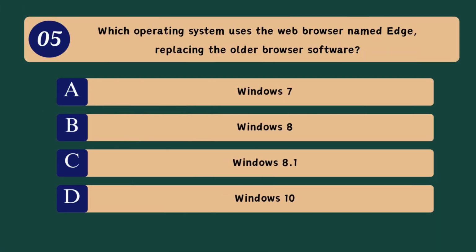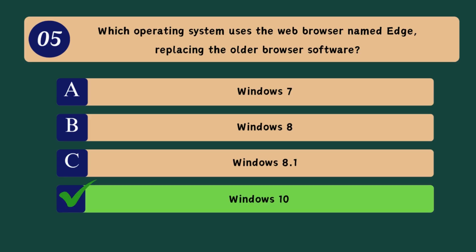Question 5. Which operating system uses the web browser named Edge, replacing the older browser software? A. Windows 7. B. Windows 8. C. Windows 8.1. D. Windows 10.